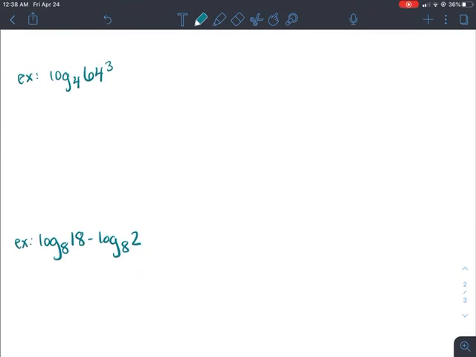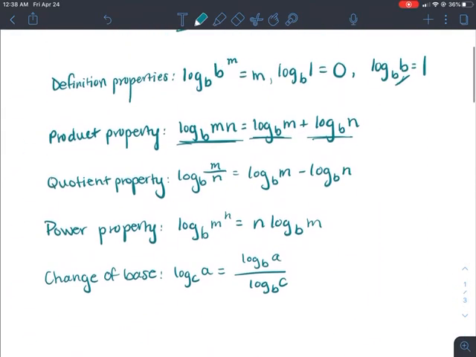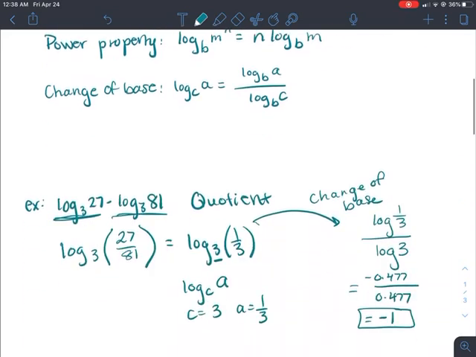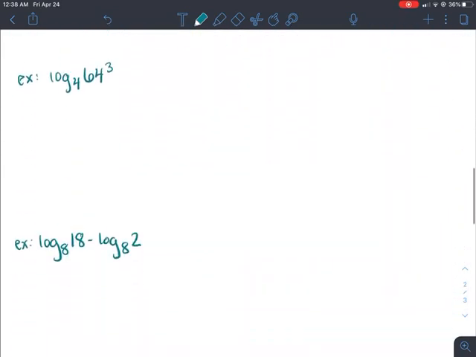We're going to do another example. This is log base 4 of 64 to the power of 3. I'm going to go back up to my properties, and I see that this looks like the power property. So I can rewrite this by bringing the 3 down: 3 times log base 4 of 64.